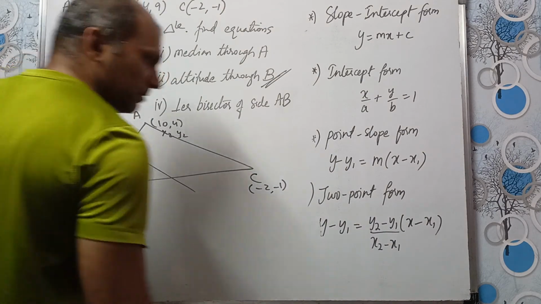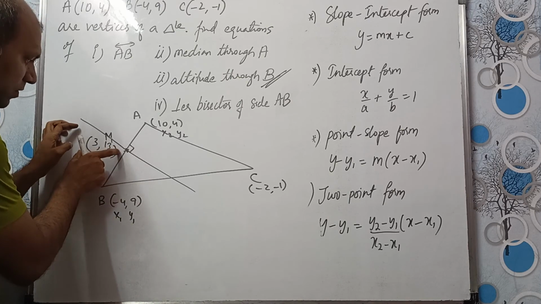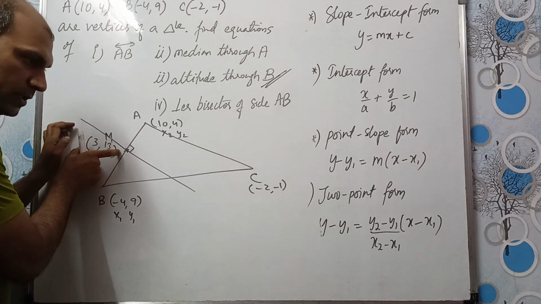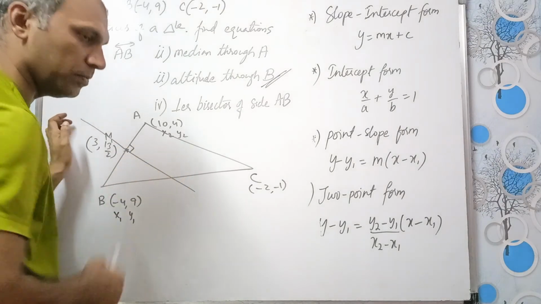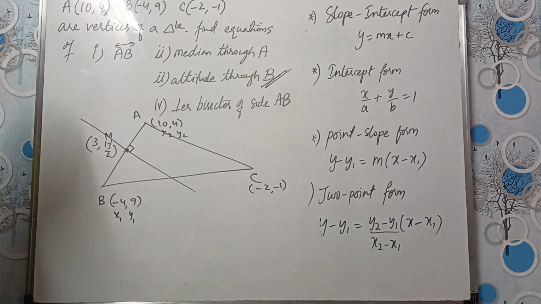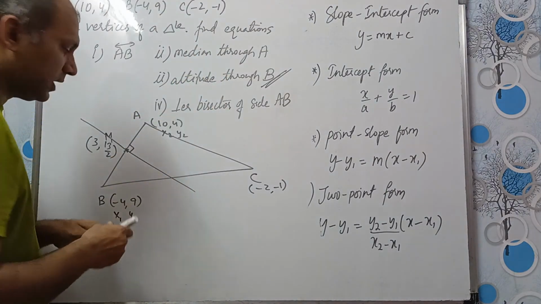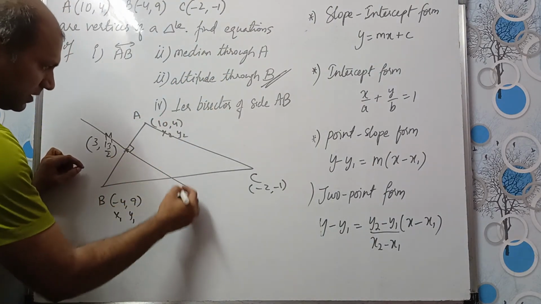See, to find this equation, we need a point. So we have a point. We need slope. How should we find the slope of this perpendicular bisector? We need to find the slope of AB and take the minus reciprocal. Okay, let us find the slope of this.